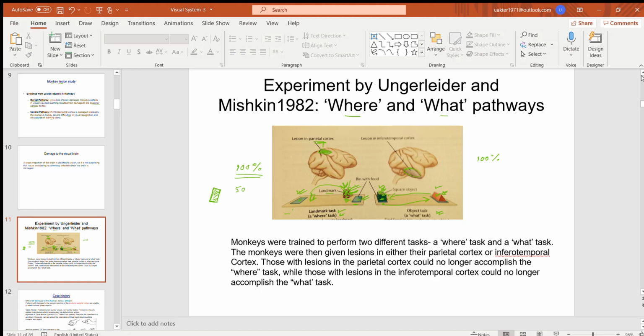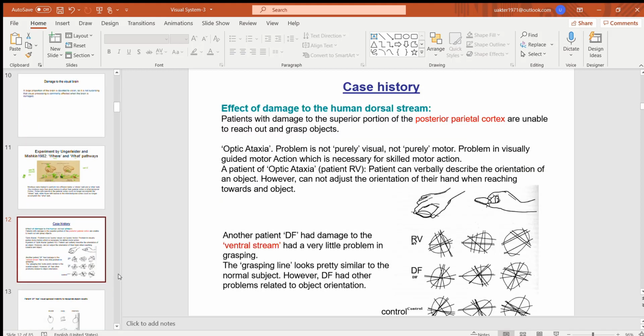Now, if you cause the lesion in the inferior temporal area, then what happens? 50% cases the monkey will say that food is here, will look for the food here, and 50% here. That means chance level. So actually monkey cannot recognize the shape or color of the object. Makes sense? So this is a simple experimental design, but it clearly tells you which areas are involved in which functions.